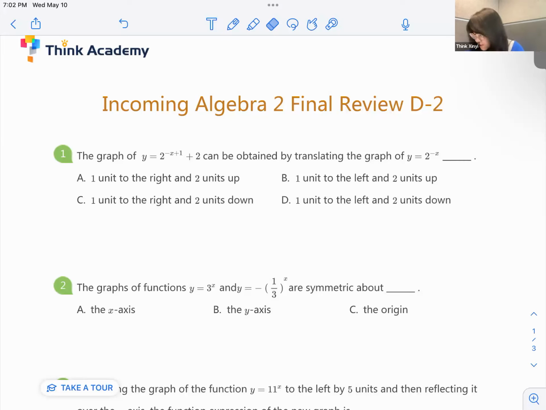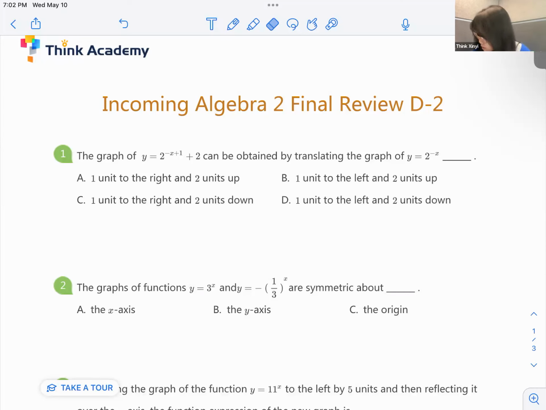Okay, so for the first question, the graph of y equals 2 to the power of negative x plus 1 and plus 2 can be obtained by translating the graph of y equals 2 to the power of negative x. A, B, C, D, what? So for this question, I think more than half of the students got it wrong. So you all chose B. So B is not correct. Let's see why B is not correct.